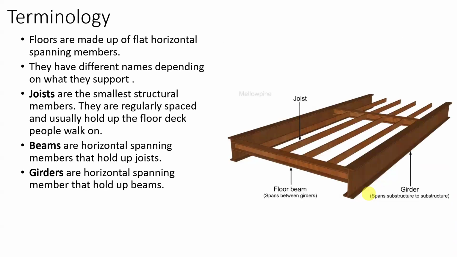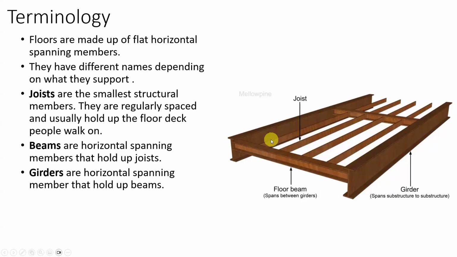Now I've been using a lot of terms here. Let's get my terms straight. Floors are made of flat horizontal spanning members. They have different names depending on what they support. Joists are the smallest structural members. They are regularly spaced and usually hold up the floor deck that people walk on. So when I'm talking about floor joists, that's the horizontal member that our plywood goes over. That's what the bulk of the floor is.